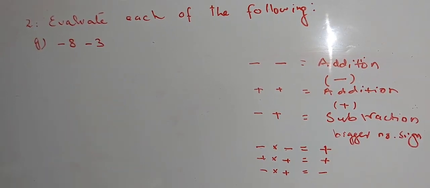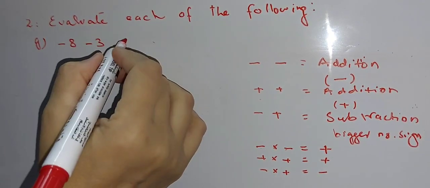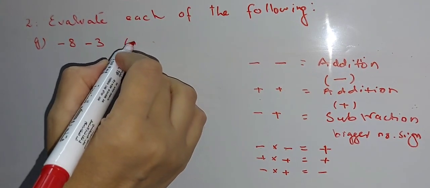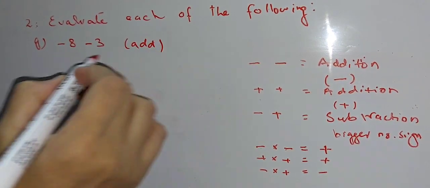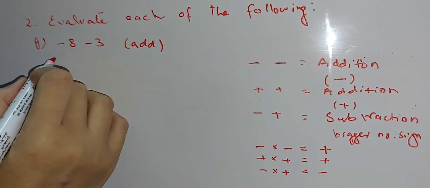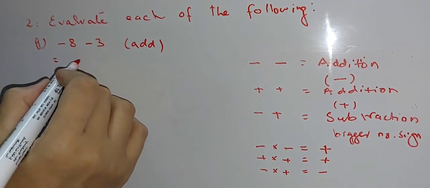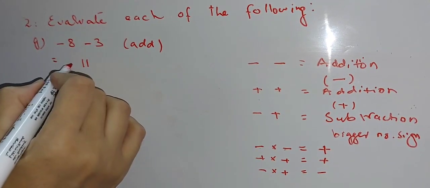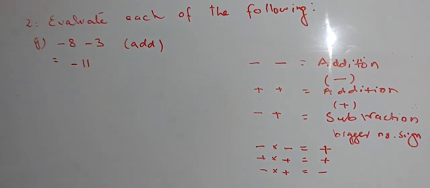Part G is minus 8 minus 3. Same sign. So when we have the same sign and there is no multiplication, then what do we have to do? We have to add. We have to add minus 8 plus minus 3. The answer will be what? 8 plus 3, 11. Then the minus sign will come because both carry minus. So minus 11 will be the answer.